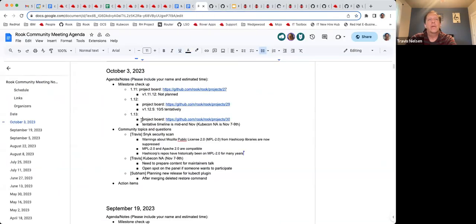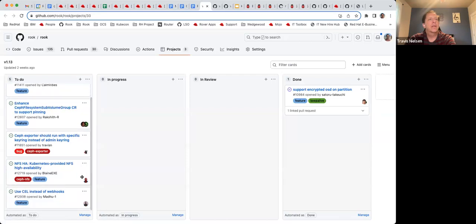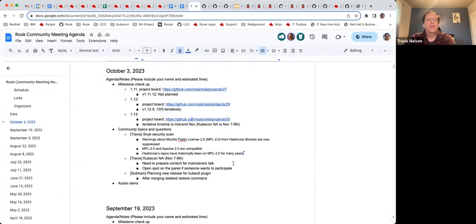We'll move on then for 1.13. We do have the project board with the features in there that we're hopefully going to plan on and work towards. The timeline for that would be probably after KubeCon, late November or even December, depending on how things work out. So we will plan on that for 1.13. And any questions about the 1.13 release?